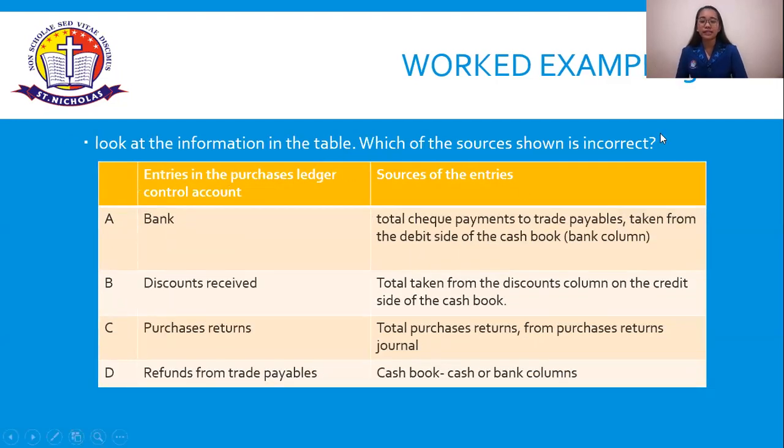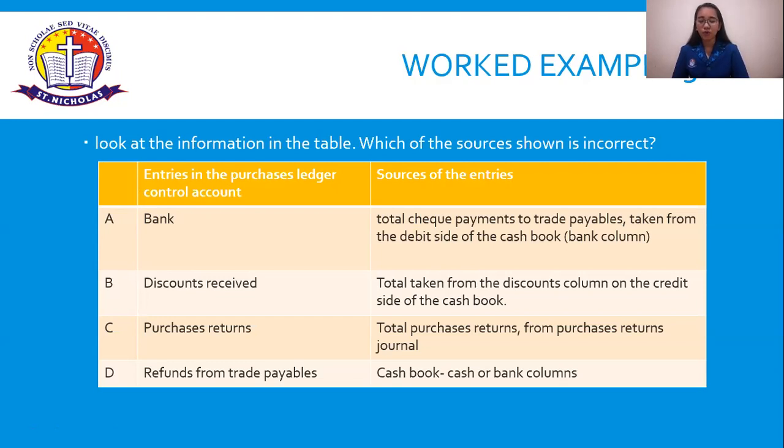Okay, we go to work example 3. Look at the information in the table. Which of the sources is incorrect? For this one, this is from the purchase ledger control account. The previous one was the sales ledger control account, but this one is the purchase ledger control account. The purchase ledger control account has other names, the creditors control account or trade payable control account. So for all the transactions that could increase or decrease the trade payable, increases we put on the credit side, decreases we put on the debit side.